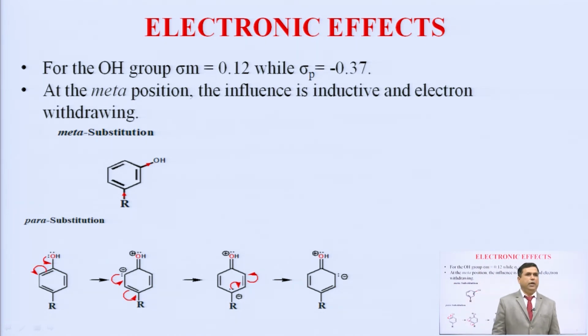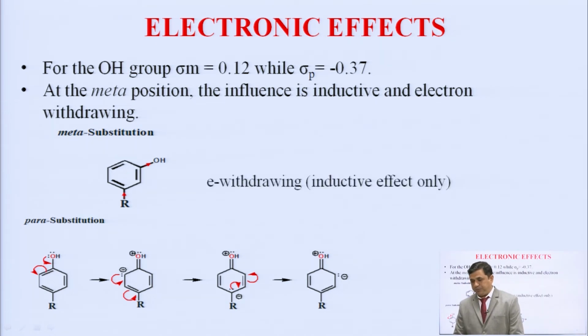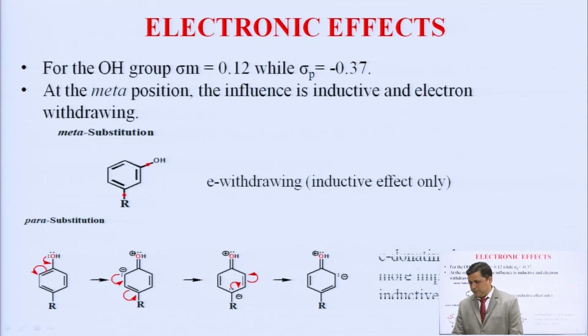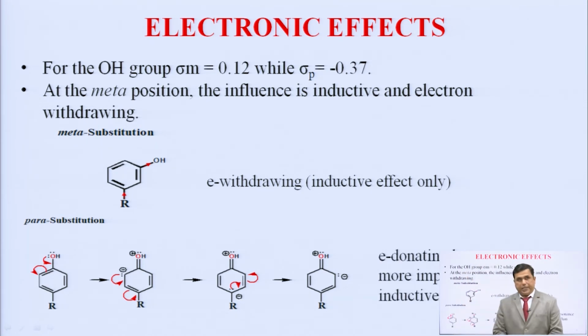So, if it is present at meta, there are only inductive effects, and if it is at para, then the resonating structure is more important. So, here electron donation by resonance is more important than the inductive effects.